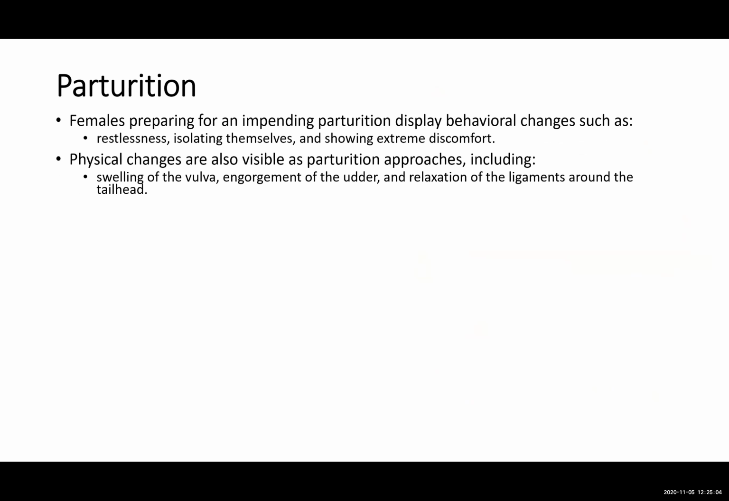There's also physical changes we can observe in the animal. So this would help indicate to a producer: swelling of the vulva, engorgement of the udder. So the udder is going to start to fill with milk as the cow or the pig or whatever animal is preparing to give birth. And then there'll be some relaxation of ligaments because they're still going to have to dilate and be able to physically push their offspring out of their reproductive tract, out of the uterus.